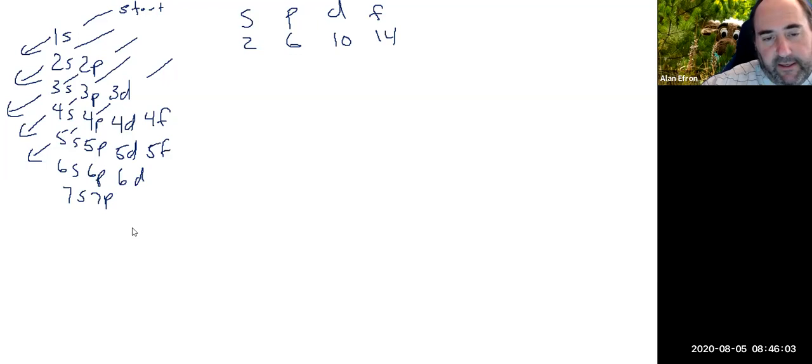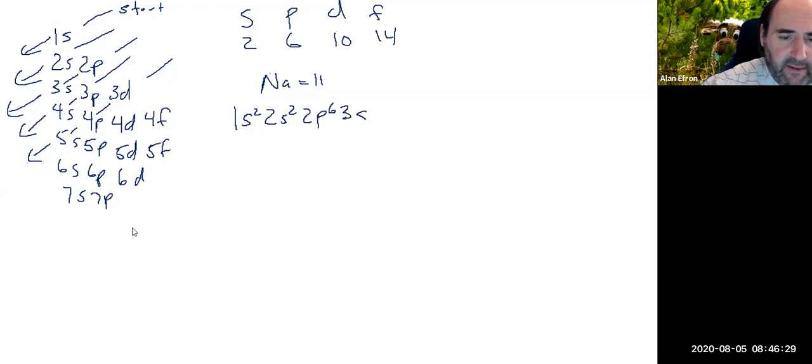So for example here, we'll do sodium, which is 11. We look up sodium on the periodic table. Its atomic number is 11, which means it has 11 protons, and also 11 electrons if it is neutral. Starting at the top, that would give us 1s2, 2s2, 2p6, 3s1 as its electron configuration.